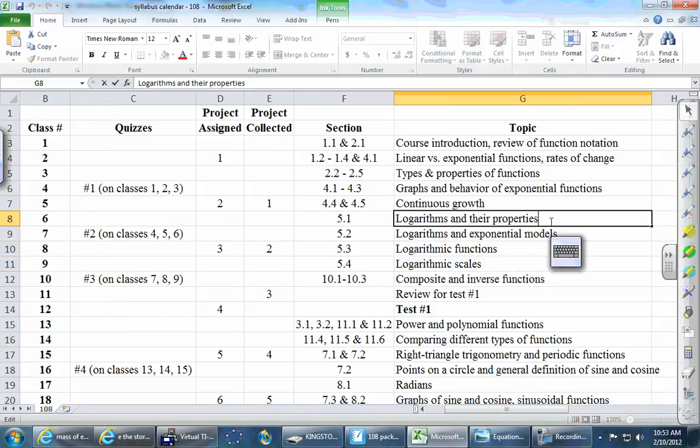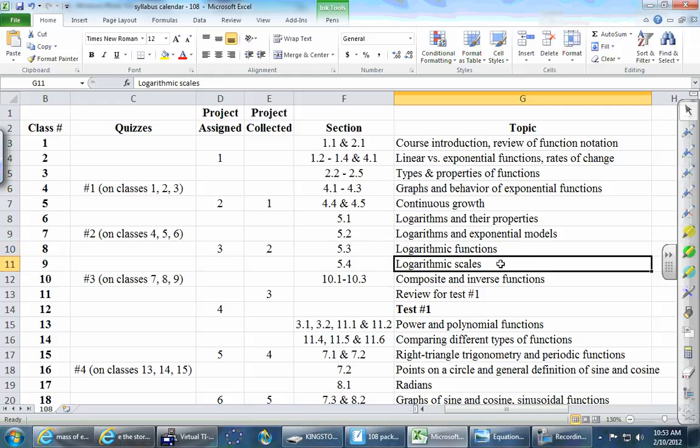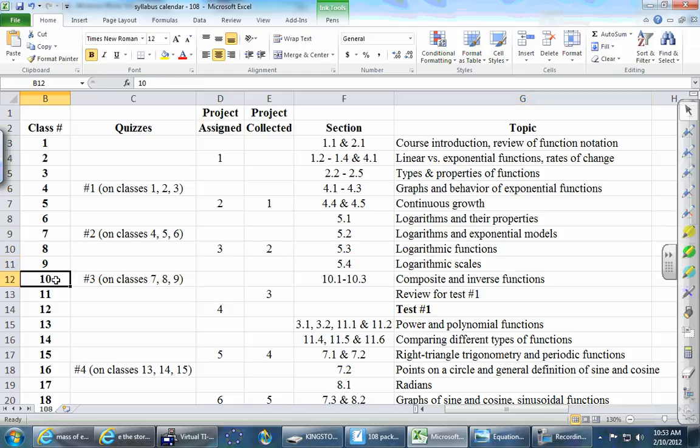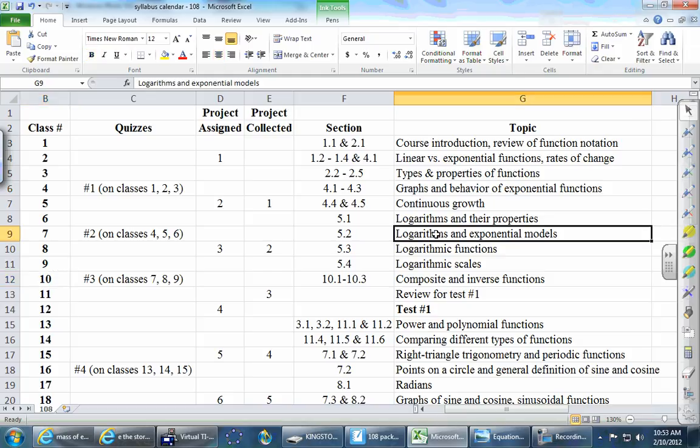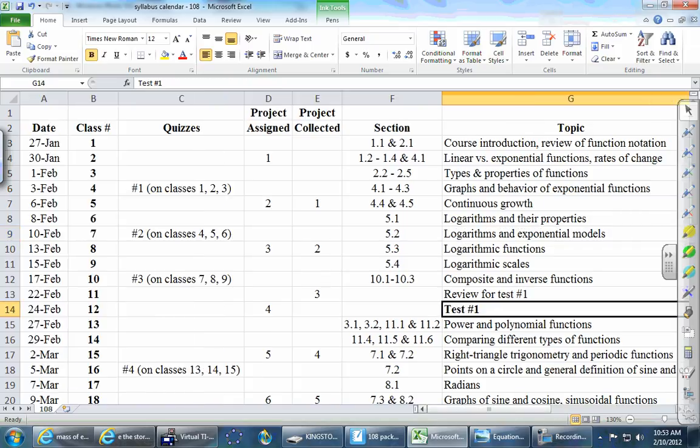So last time we looked at logs and their properties. Today we'll look at logs and models, i.e. word problems. And then next class is about log functions, and then we finish up with log scales. And also the test is going to be on the first 10 days of stuff. And right now we're on day number 7. So we're 7 out of 10 days into the material for the first test, which is coming up on the 24th. Any questions on the calendar?